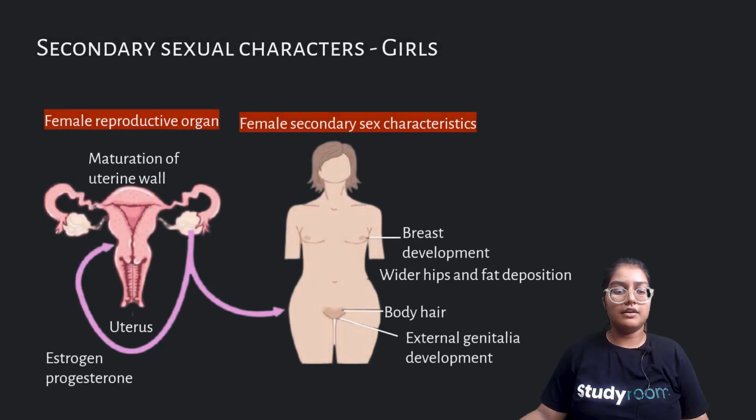So here is the female reproductive organ. We know this is the female reproductive organ. We have the uterus, vagina, cervix, and these are the ovaries. Two ovaries, one pair of ovaries. We have the infundibulum, fimbriae, and these are the secondary sexual characters. There are two prominent ones: breast development, widening of hips and fat deposition, and increase in body hair, specifically in the genital areas.